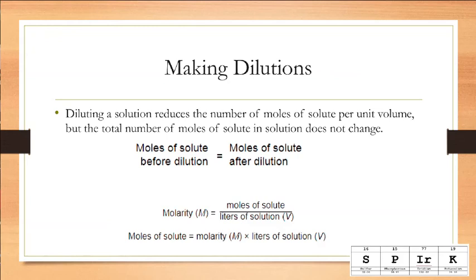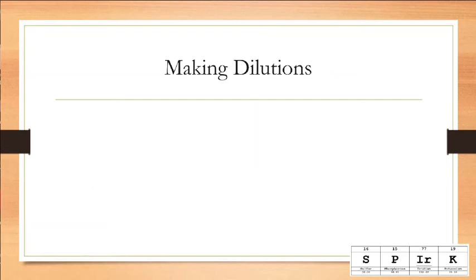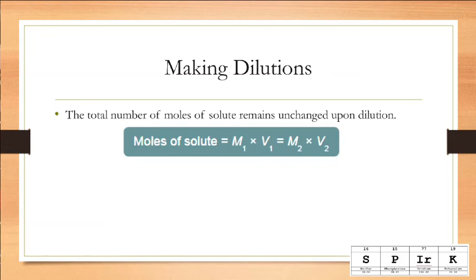So we can also make dilutions. Diluting a solution reduces the number of moles of solute per unit volume, but the total number of moles of solute in the solution doesn't actually change. The moles of solute before the dilution equal the moles of solute after dilution, because all we're doing is adding more solvent. The definition of molarity can be rearranged to solve for the moles of solute. Molarity equals moles of solute over liters of solution, but we're going to rearrange that to be moles of solute equal to molarity times liters of solution.